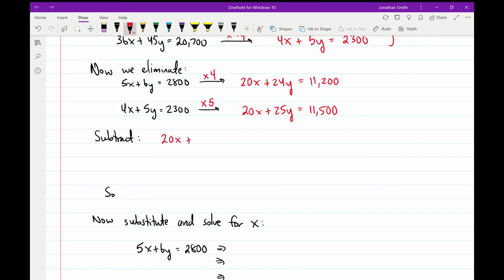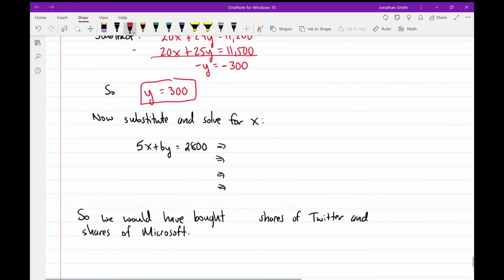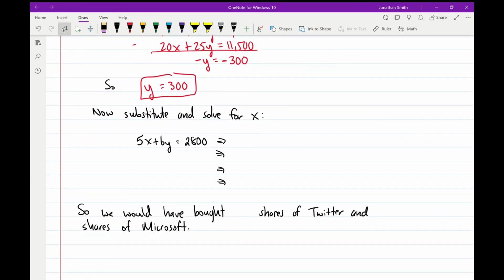And now we're going to take these two equations and subtract to get rid of the x. So 20x plus 24y is equal to 11,200, and we're subtracting the equation 20x plus 25y is equal to 11,500. And so the 20x and the 20x are going to cancel, like we set it up. And then we have a minus y is equal to a minus 300. So we conclude that y has to be equal to 300. And now we're going to take that value for y and we substitute it, and then we solve for x.